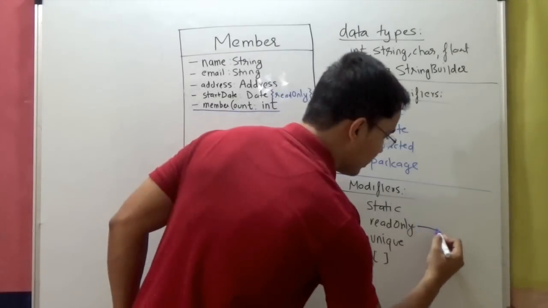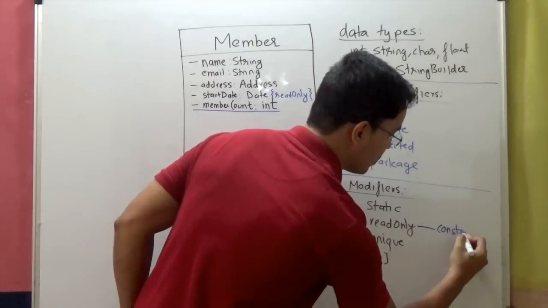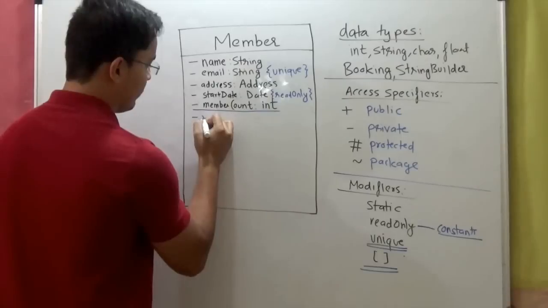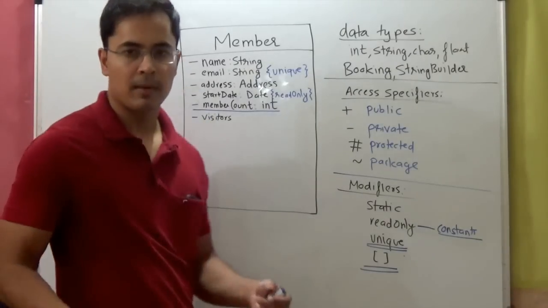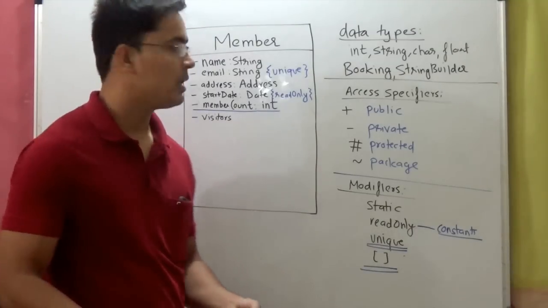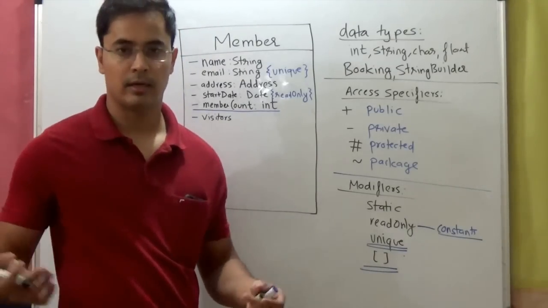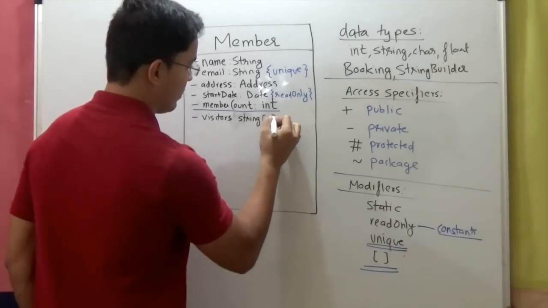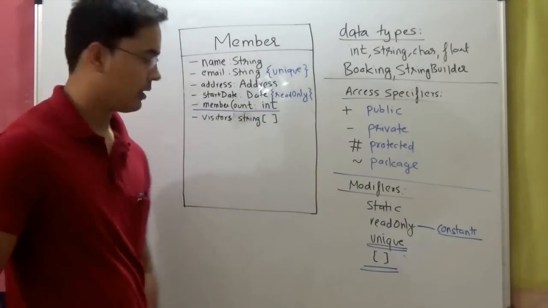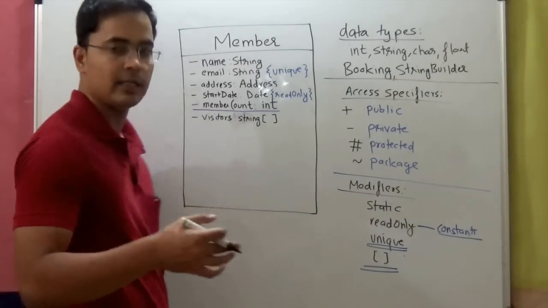These are usually denoted by constants in your object-oriented programming languages. Visitors. So every member can bring a certain number of visitors while he is registered with our tennis complex, right? And you have to denote that using an array notation, right? You can specify size or length.